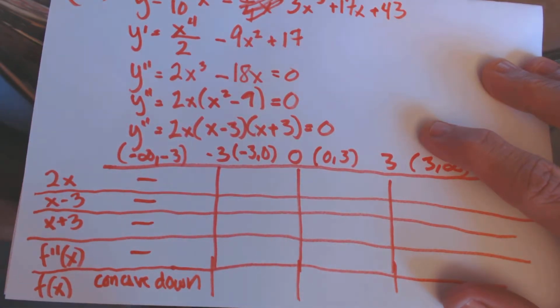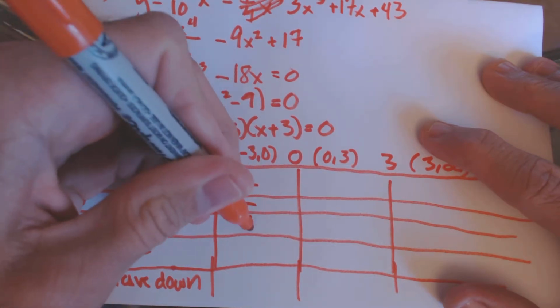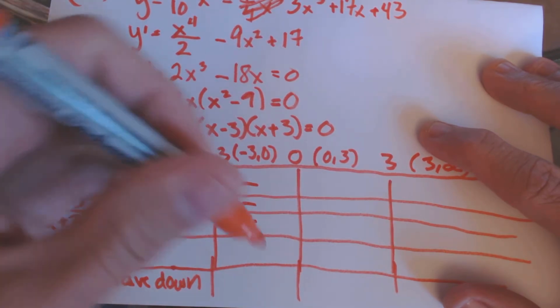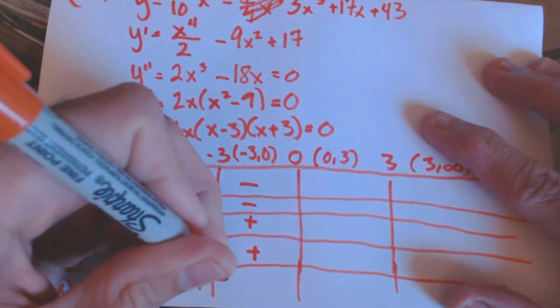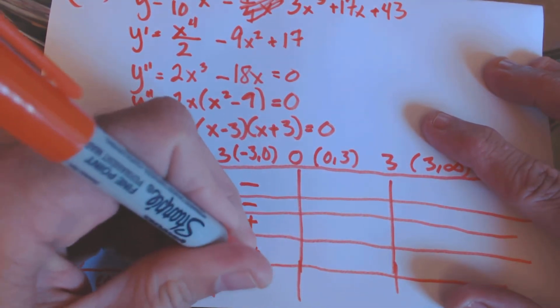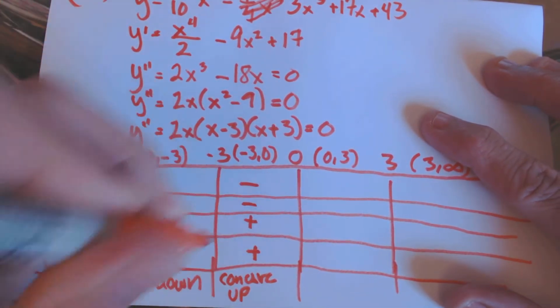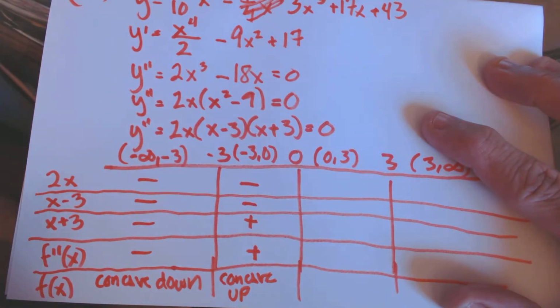Alright, let's plug in now between negative 3 and 0. Let's plug in negative 1. Negative 1 times 2x is negative. Negative 1 minus 3 is negative. Negative 1 plus 3 is positive. Negative times a negative times a positive is positive. So the function is concave up over that given interval, and negative 3 is indeed an inflection point.